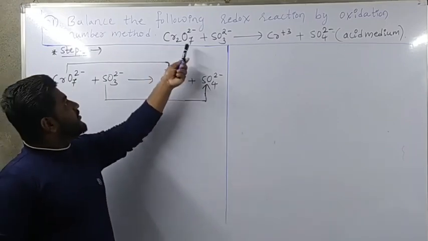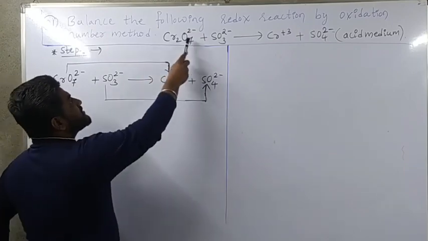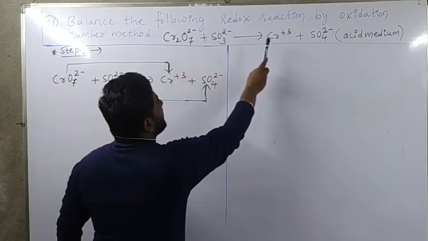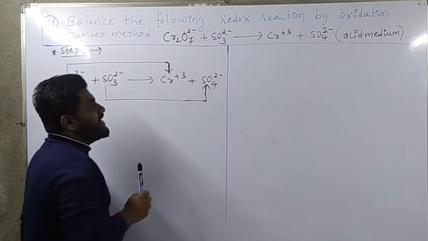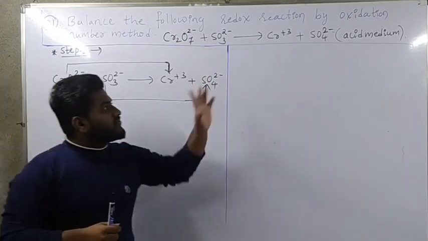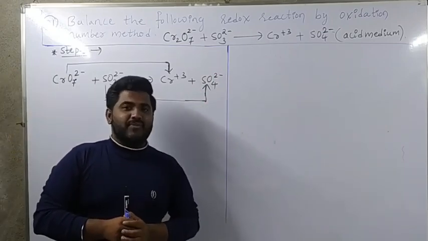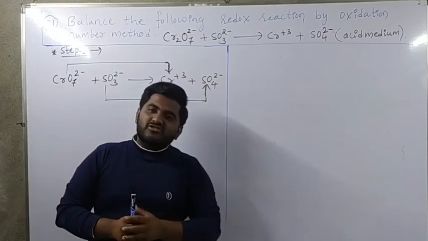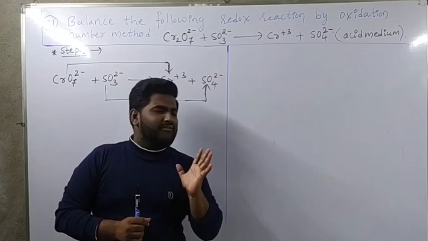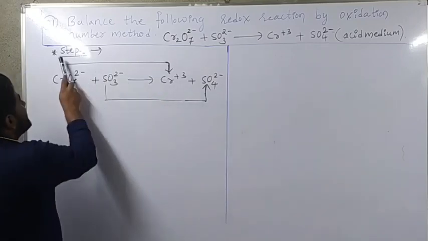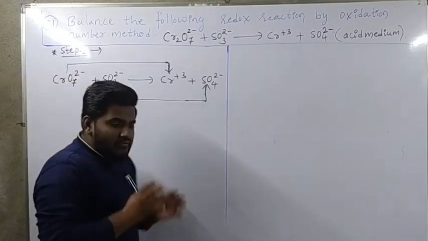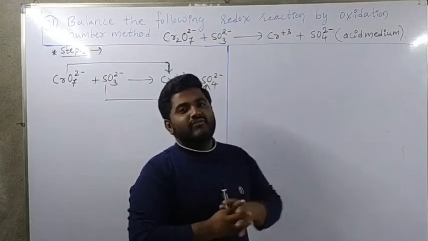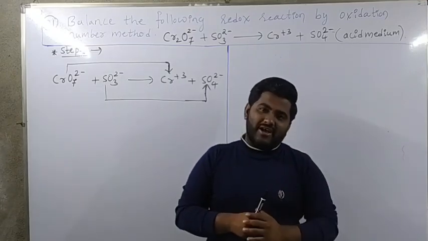See the question given to you guys. Cr2O7 2 minus, SO3 2 minus give rise to Cr plus 3, SO4 2 minus. They are asking in acid medium. So we have to balance this redox reaction. Again, 4 steps are there, guys. Simple, I will take simple steps. Step 1: what you have to do? Find out oxidation number of each atom in the given reaction.